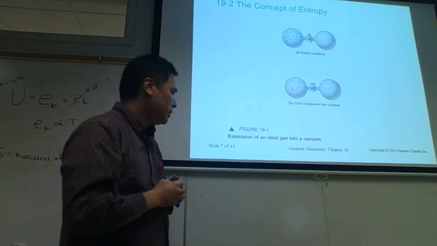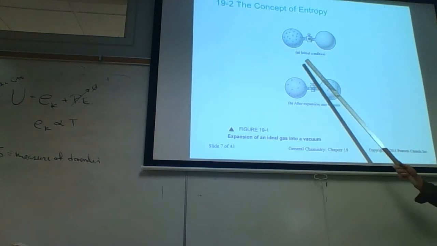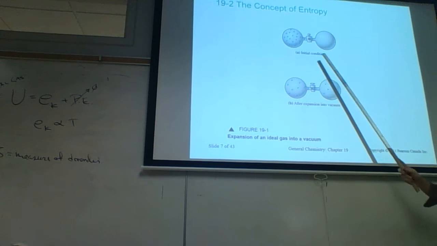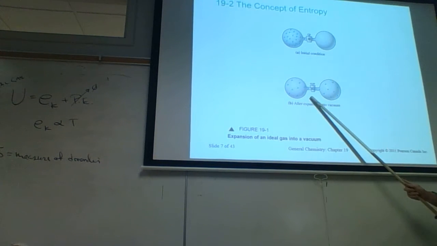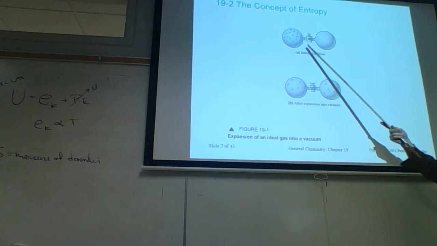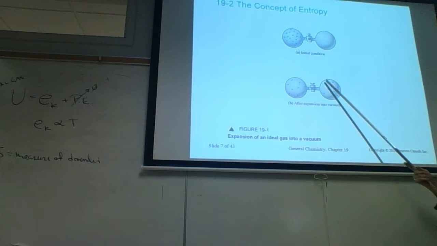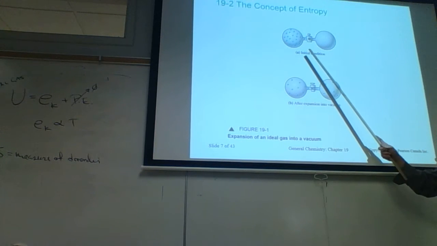And so if we say that the initial temperature is 25 degrees C, then that's the energy of this gas. And after the expansion here, let's say we open this valve, the total energy here, well, it's 25 degrees C. It starts at 25 degrees C, it ends at 25 degrees C. There's no change in energy. However, there is a change in disorder here.